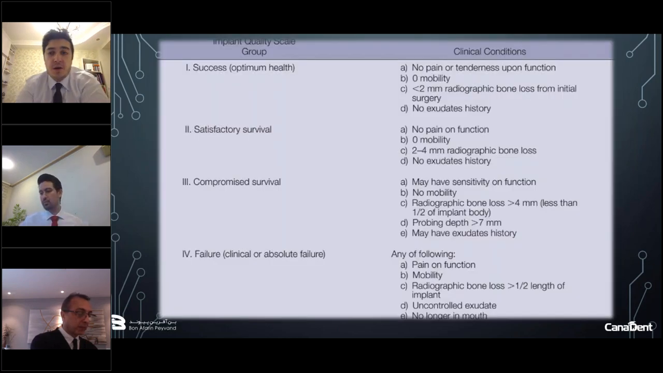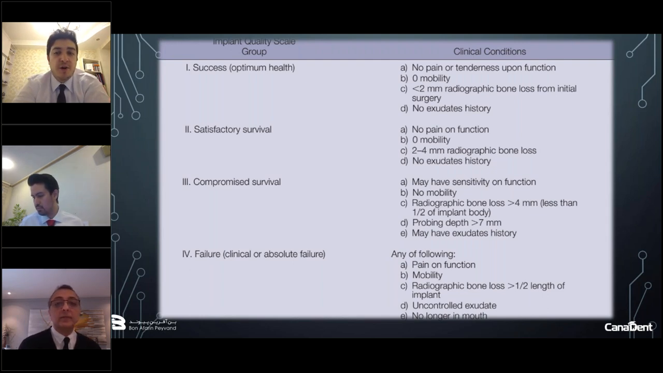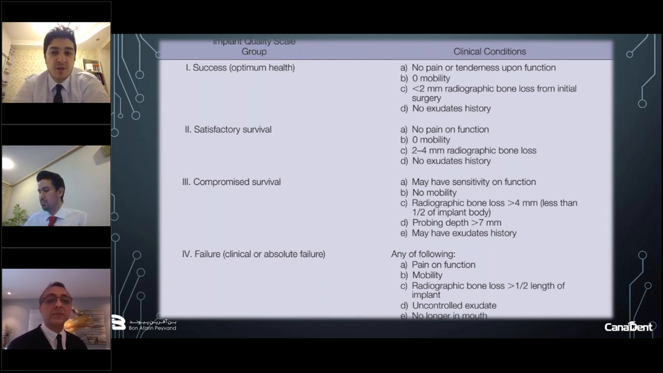So, is it fair that we say if I was able to restore my implant, I'm successful? Is it a success? Sadly not. As you can see in this table, the quality of our implant treatment is divided into four groups: success, satisfactory survival, compromised survival, and failure. If we want to have success or optimum health, we may need to succeed in four criteria.